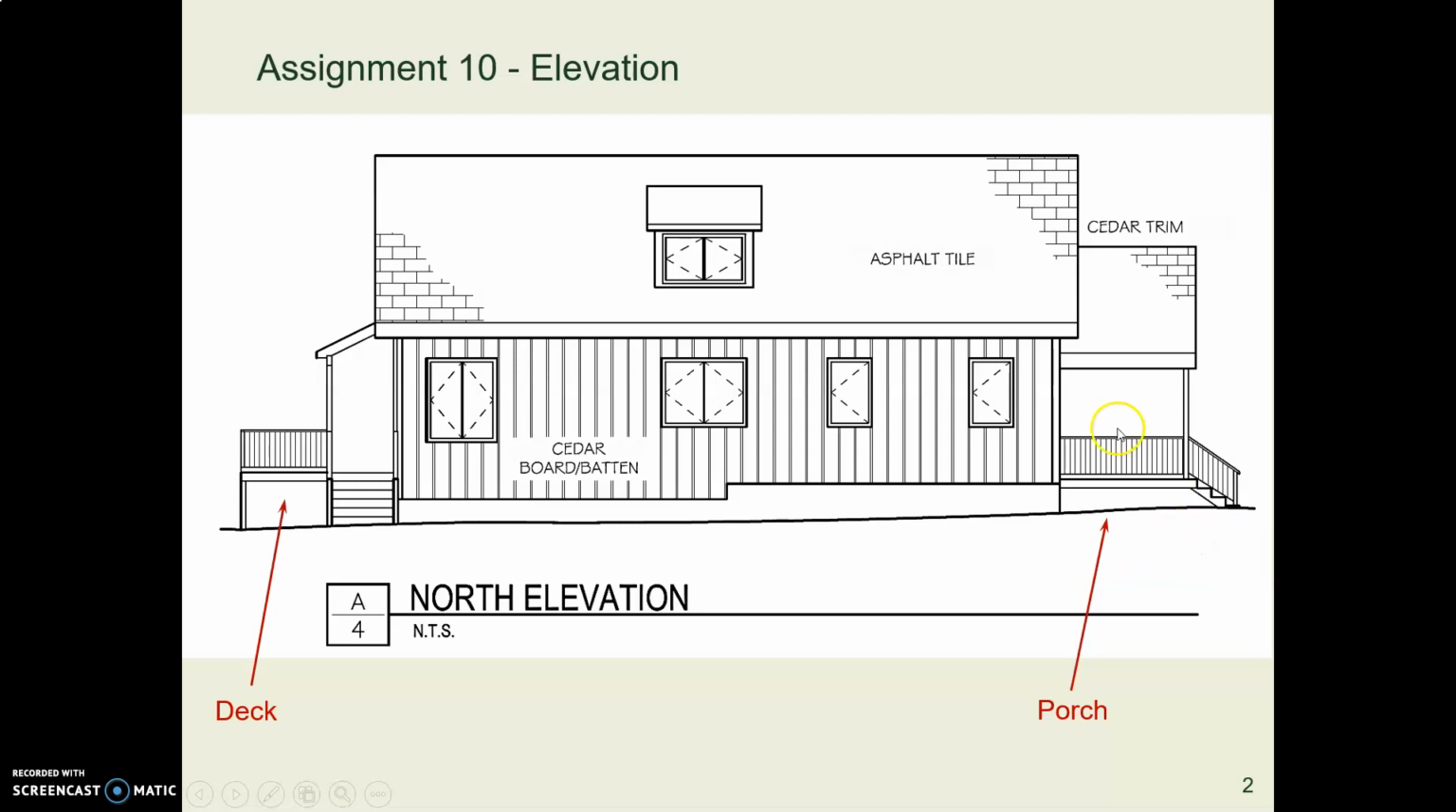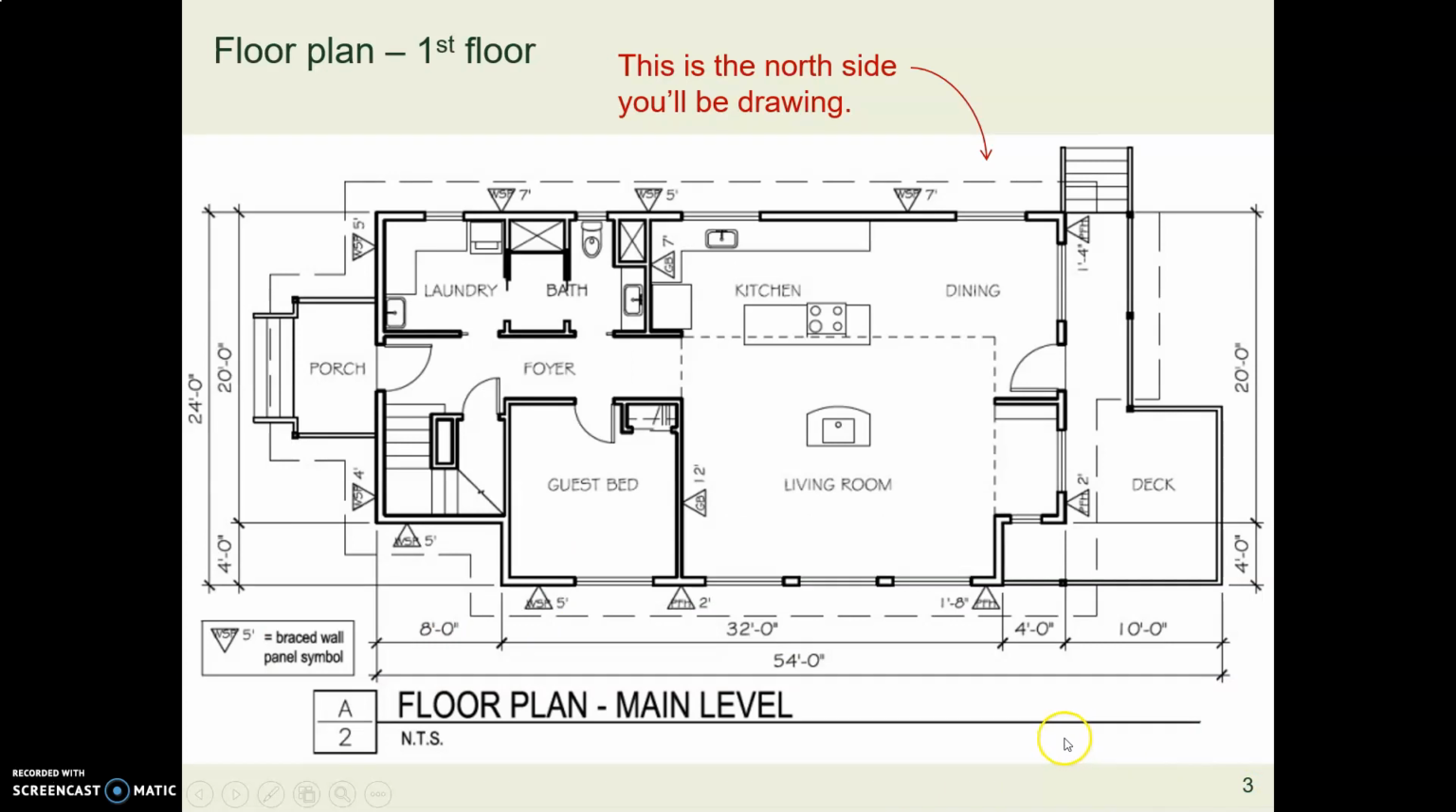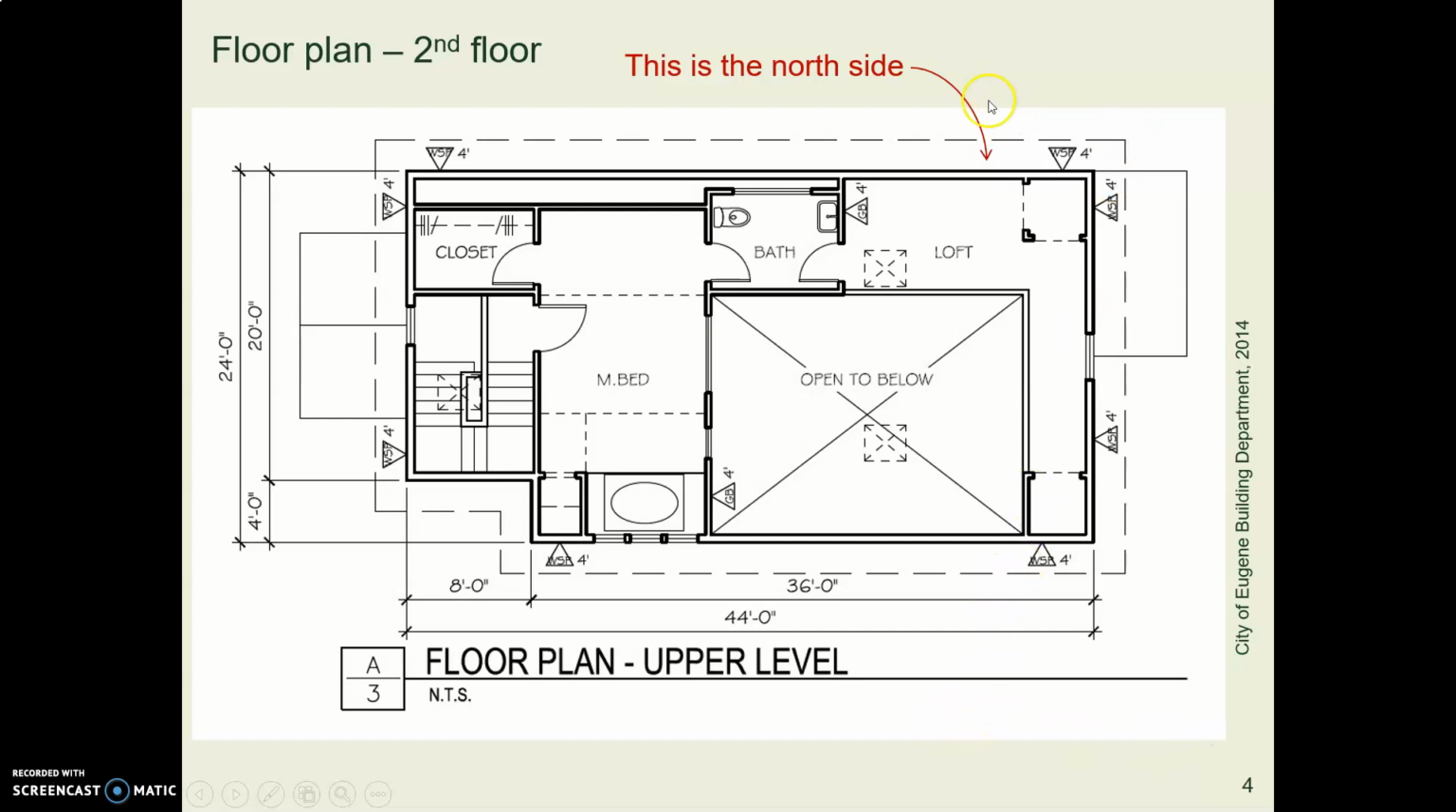Anyway, so this elevation looks reversed from what we saw in our floor plan, and here's why. Notice that they have labeled this north elevation. Well, here's your floor plan with south to the bottom and north to the top. So they have drawn an elevation of this north side, and that is the side you will be drawing. And then here is the upper level floor plan. You'll be drawing the elevation that shows, again, this north side of the upper level. So how do we do that?